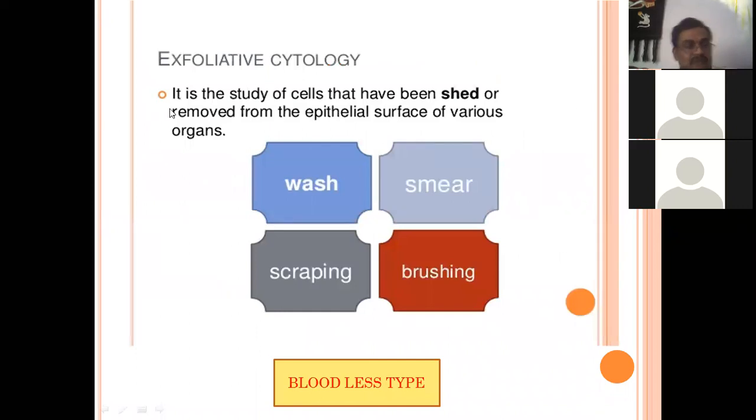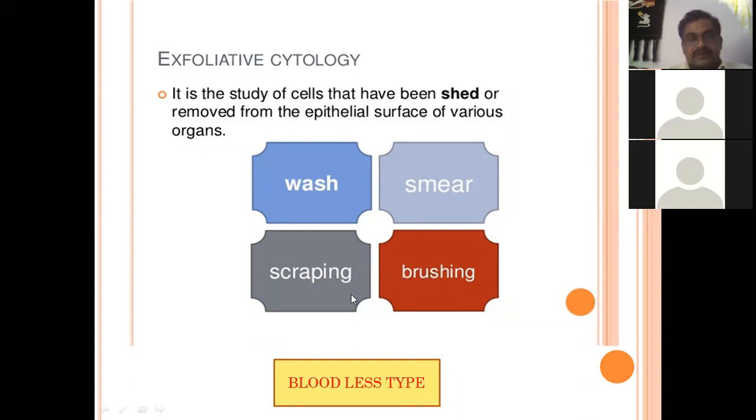So what is exfoliative cytology? As it is written, it is the study of cells that have been shed, that have fallen off, or may need to be removed by swabbing, washing, smearing, scraping, or brushing from the mucous membrane of different epithelial surfaces. So this is a microscopic examination of those exfoliated cells from the epithelial surface of mucous membrane. It can also be sputum. It can also be saliva-like samples from which exfoliative cytology is done.